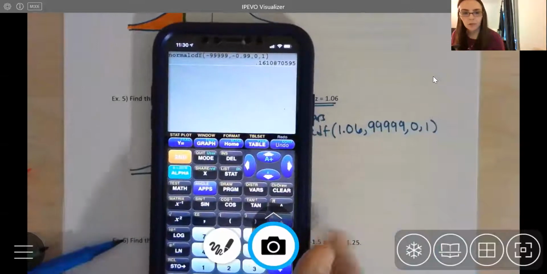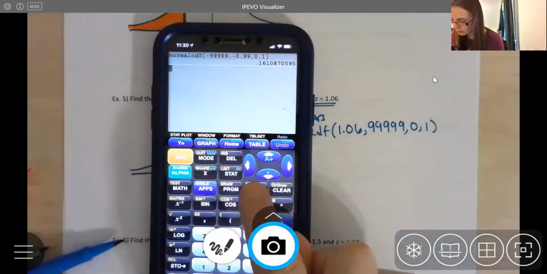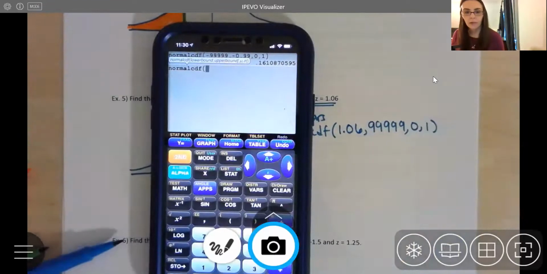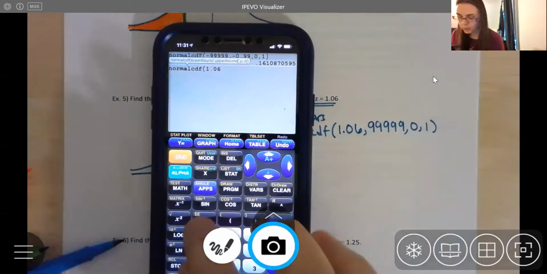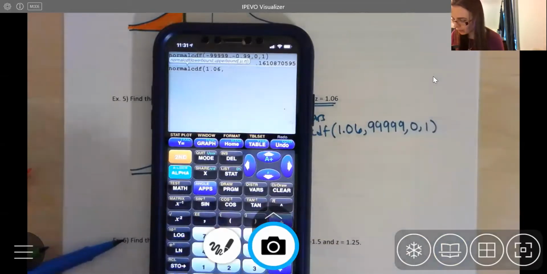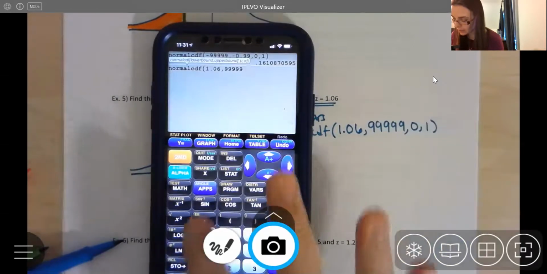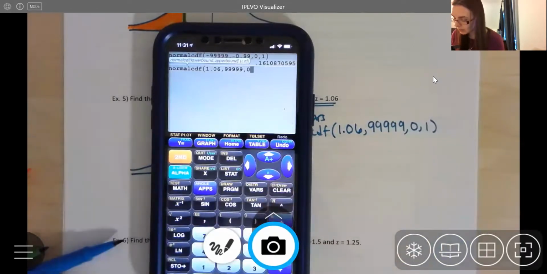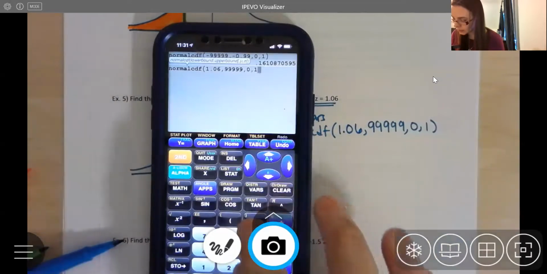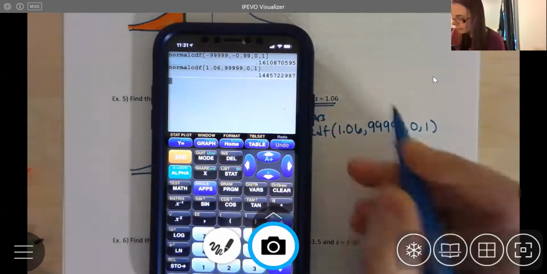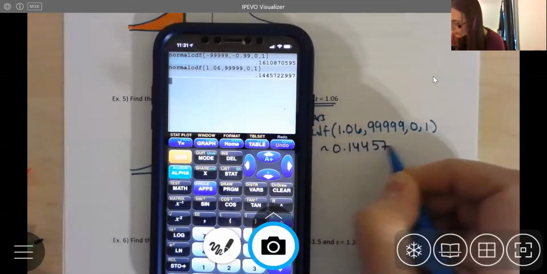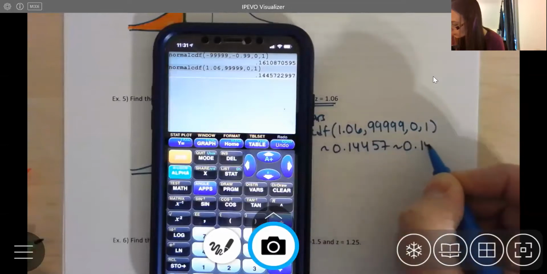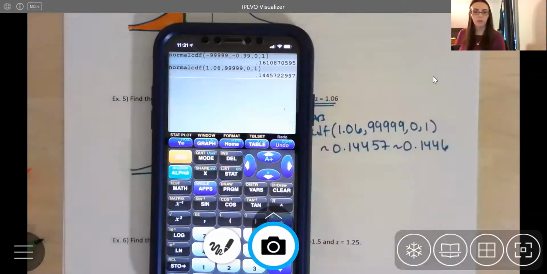calculator. So second, bars, normal CDF. My lower limit is 1.06. Don't forget those commas in between. My upper limit is positive 99999. Again, it doesn't matter really how many nines you add, just add a bunch of them. 0 for my mean, 1 for my standard deviation, and I hit enter. And I get about 0.14457, so about 0.1446 if we round to 4 decimal places.